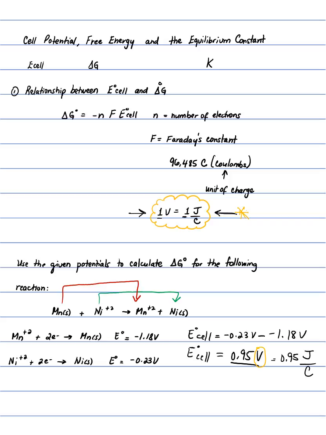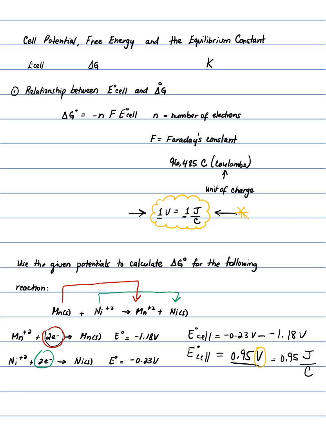Now, another thing that you need to plug in your equation to calculate that delta G is the number of electrons that are being transferred. If you look at your two half reactions here, the oxidation is happening in your manganese. Manganese solid is going to manganese plus 2. So you have 2 electrons from the oxidation of manganese. And the one that is being reduced is nickel plus 2 to nickel solid. And you have 2 electrons for the reduction.